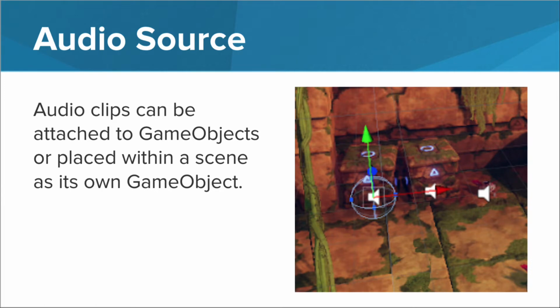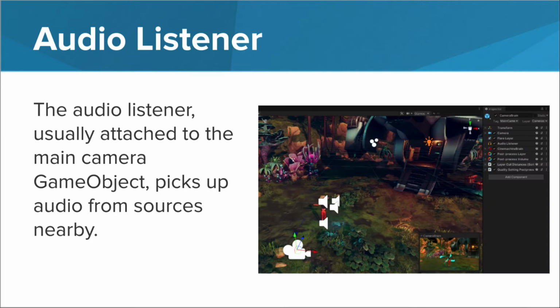Audio clips can be attached to game objects or placed in an area of a scene as its own game object. Audio sources emit or send out the audio clip sound. When an audio listener is near an audio source, that sound is retrieved and played back to the player. Usually games only have one audio listener, and most often it's attached to the main camera that follows the player's character. The listener pulls in any audio sources nearby as the player moves around the game environment.